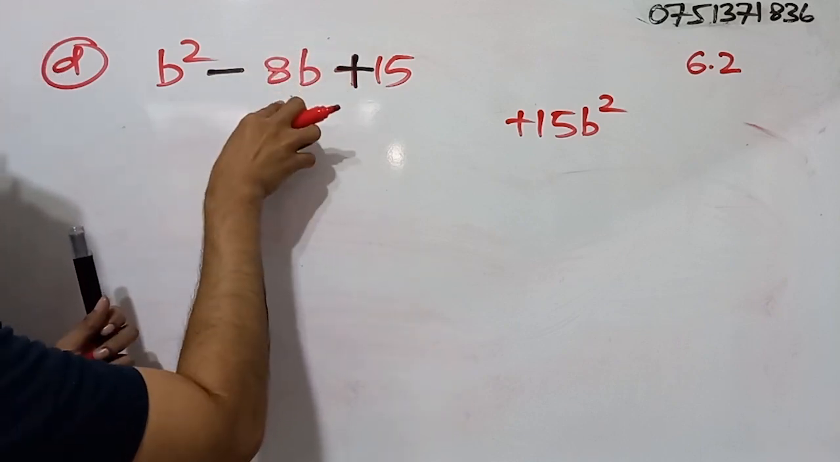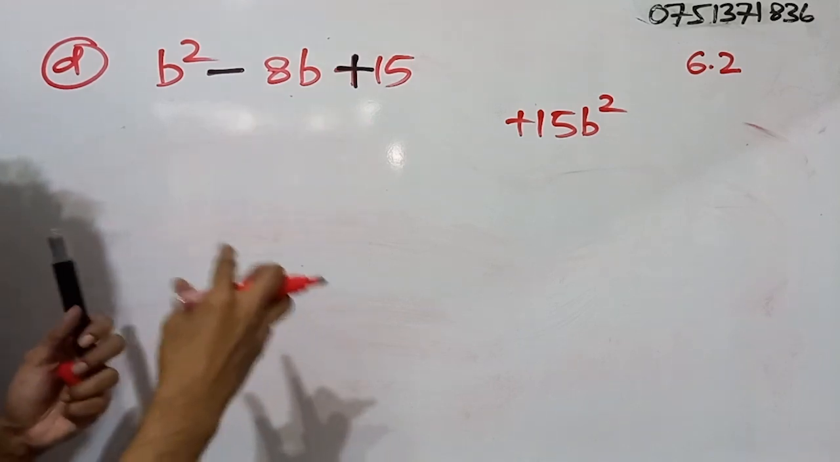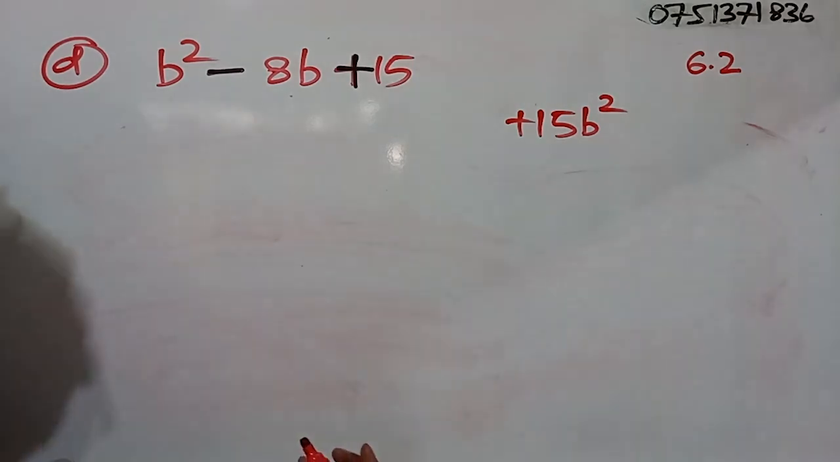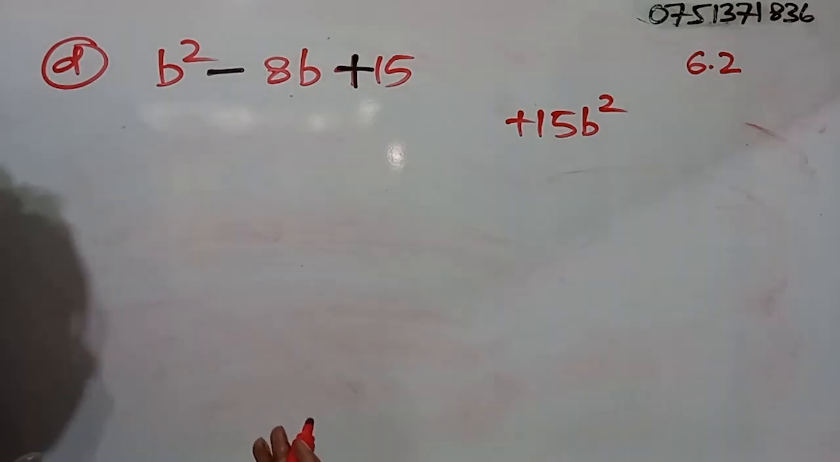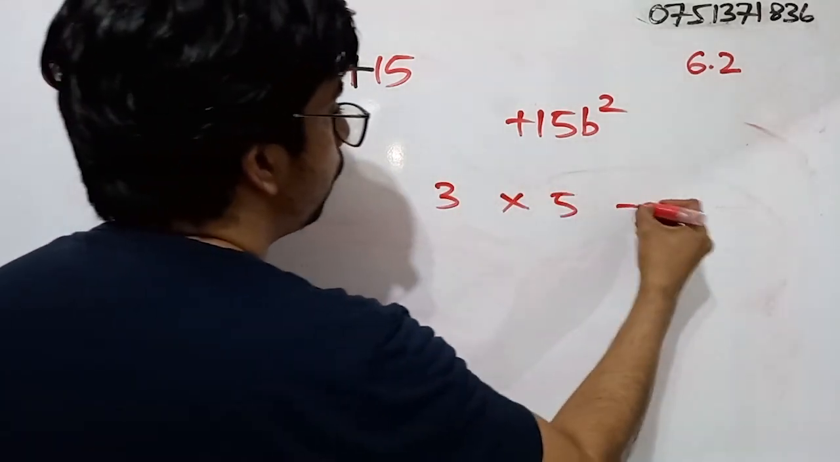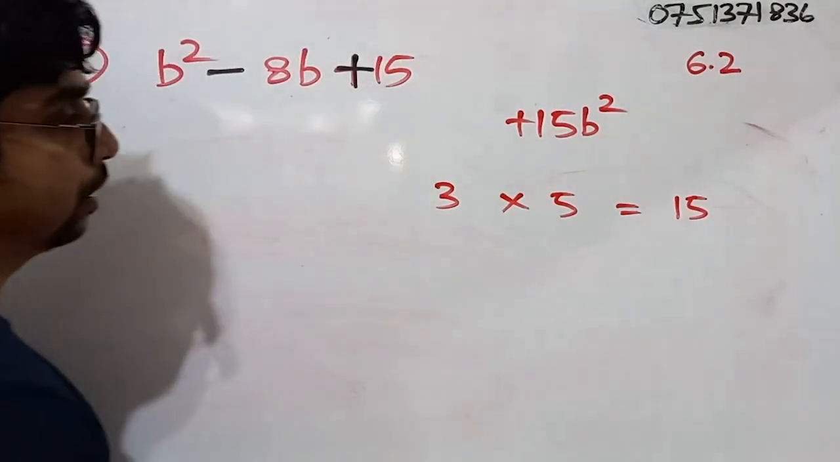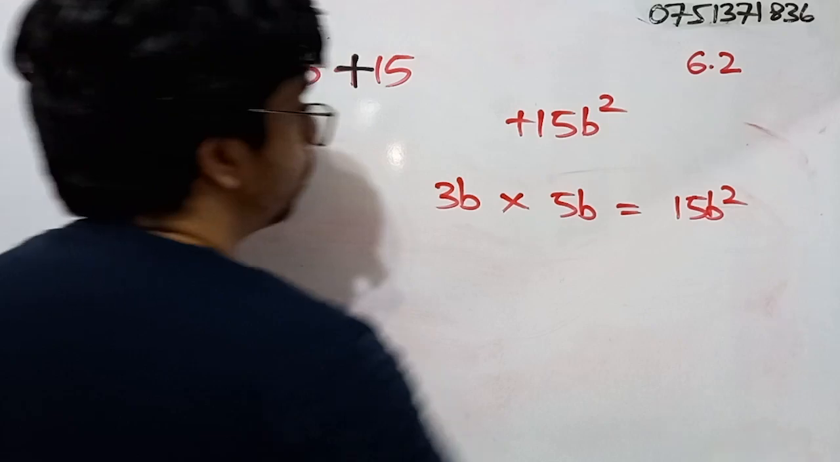So in front of the middle term we have a minus, no? That means both factors must be negative, right? So what are the two factors? 3b and 5b. Now 3 into 5 we know that is 15. So 3b into 5b, that is 15b squared.